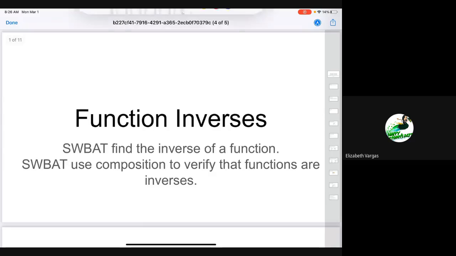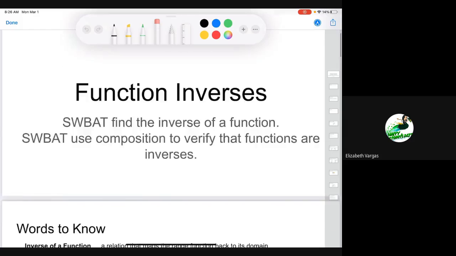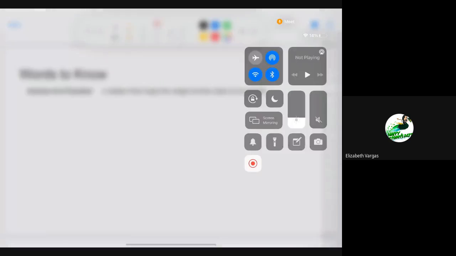Okay, so today we're going to go into function inverses, and we're going to learn how to find function inverses, learn what they look like on graphs, and then we'll be good for today. So what is an inverse of a function? An inverse of a function is a relation that maps the range of the function back to its domain.